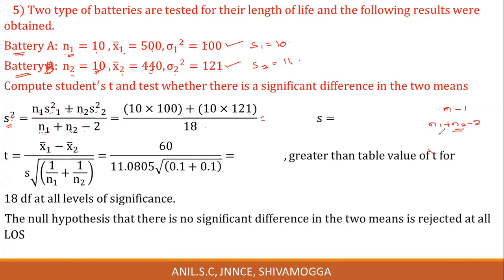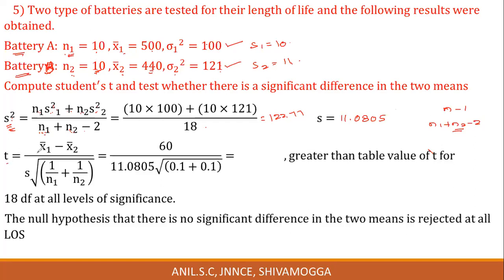If the problem provides the means of two groups, we use this expression to find S square. You must notice this change: 122.777, 22.77. Okay, that's the correct answer. Then what will be the value of S? It must be 11 point something: 11.0805. That is the value of S.